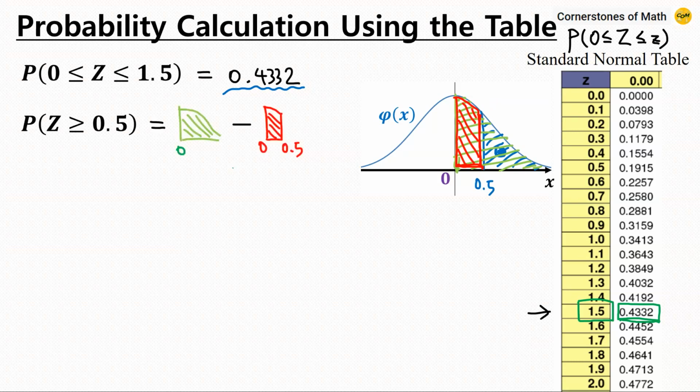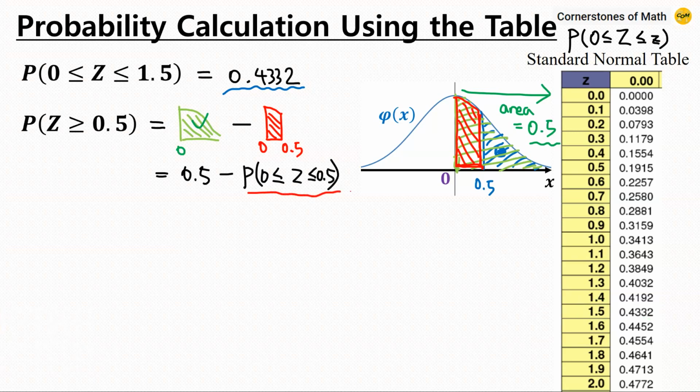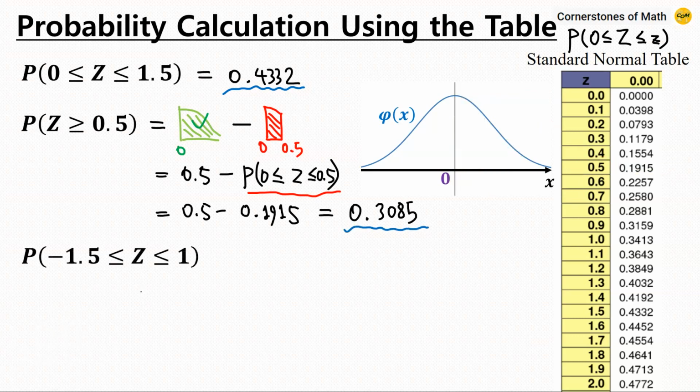So we can write something like this, and this area is 0.5 because it is the half of the entire area under the probability density function. Therefore, this probability is 0.5 minus the probability of z having values between 0 and 0.5, and this probability is given as 0.1915 in the table. So we have 0.5 minus 0.1915, which is 0.3085.